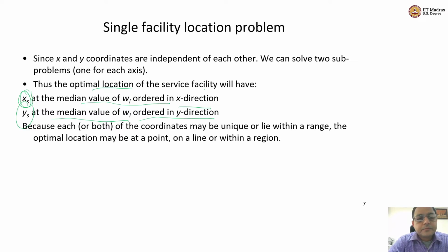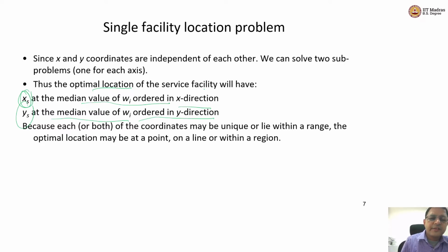Now, because I may not exactly match the location on the x-axis with a corresponding single point on the y-axis, I may get a region or I may get a point as an optimal location. What do I mean by that? Let me clarify from an example.